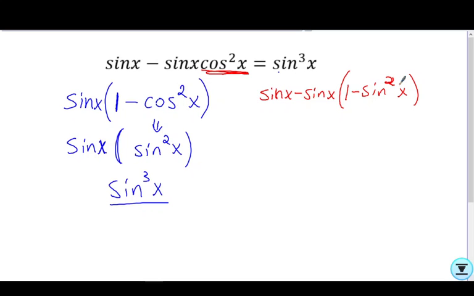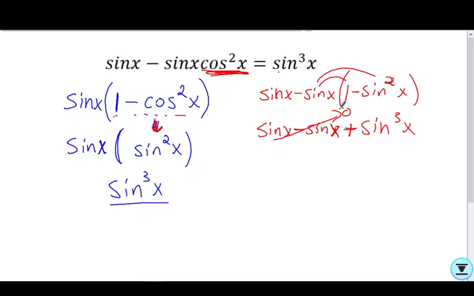Okay, so in the first approach we change 1 minus cosine squared to sine squared. In this one I'm going to change the cosine squared to 1 minus sine squared. Then I'm going to do my algebra, and I'm going to distribute this negative sign in. So I get sine x minus sine x plus, because negative times negative is positive, sine times sine squared, which is sine cubed x. And then I have sine minus sine, which is 0, and that leaves me with sine cubed x.